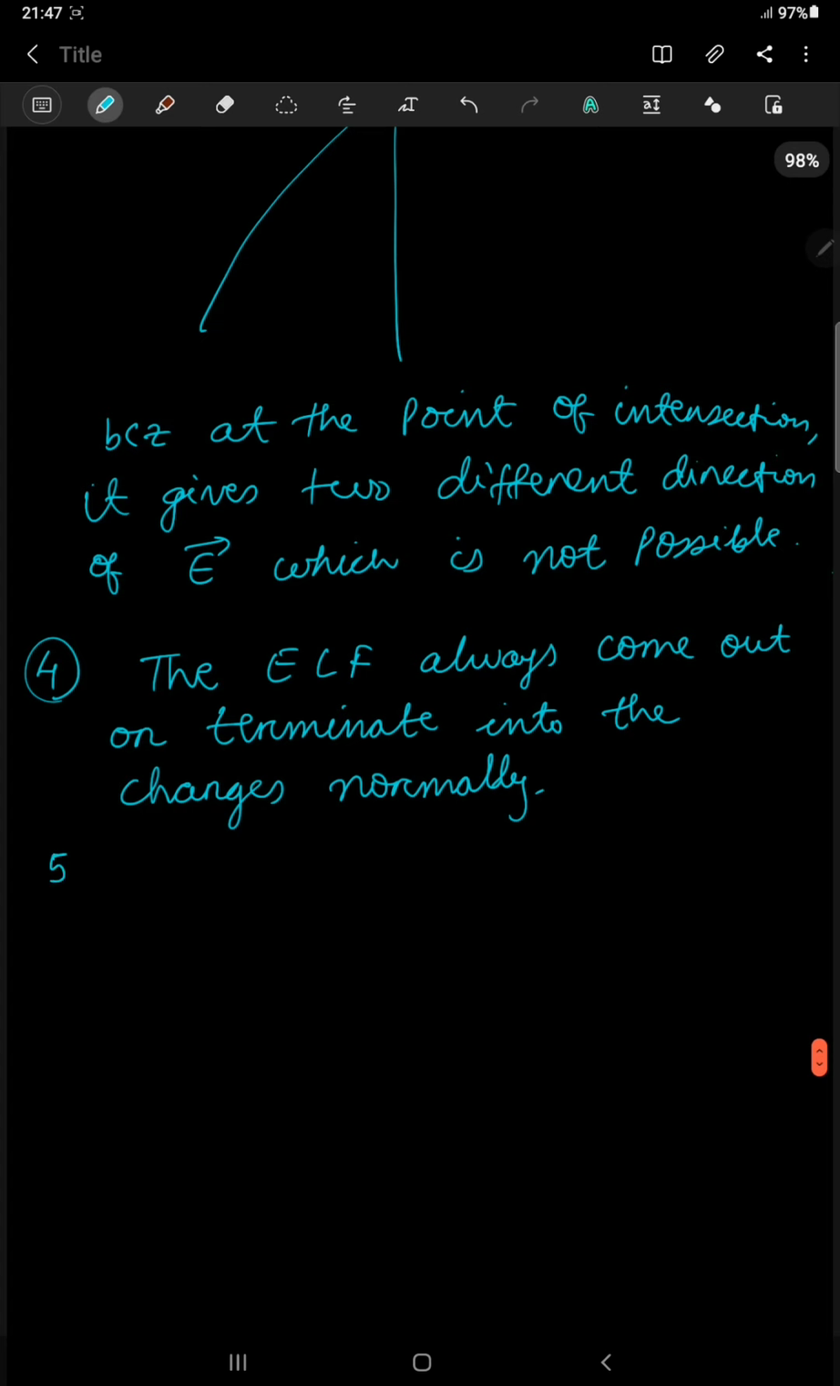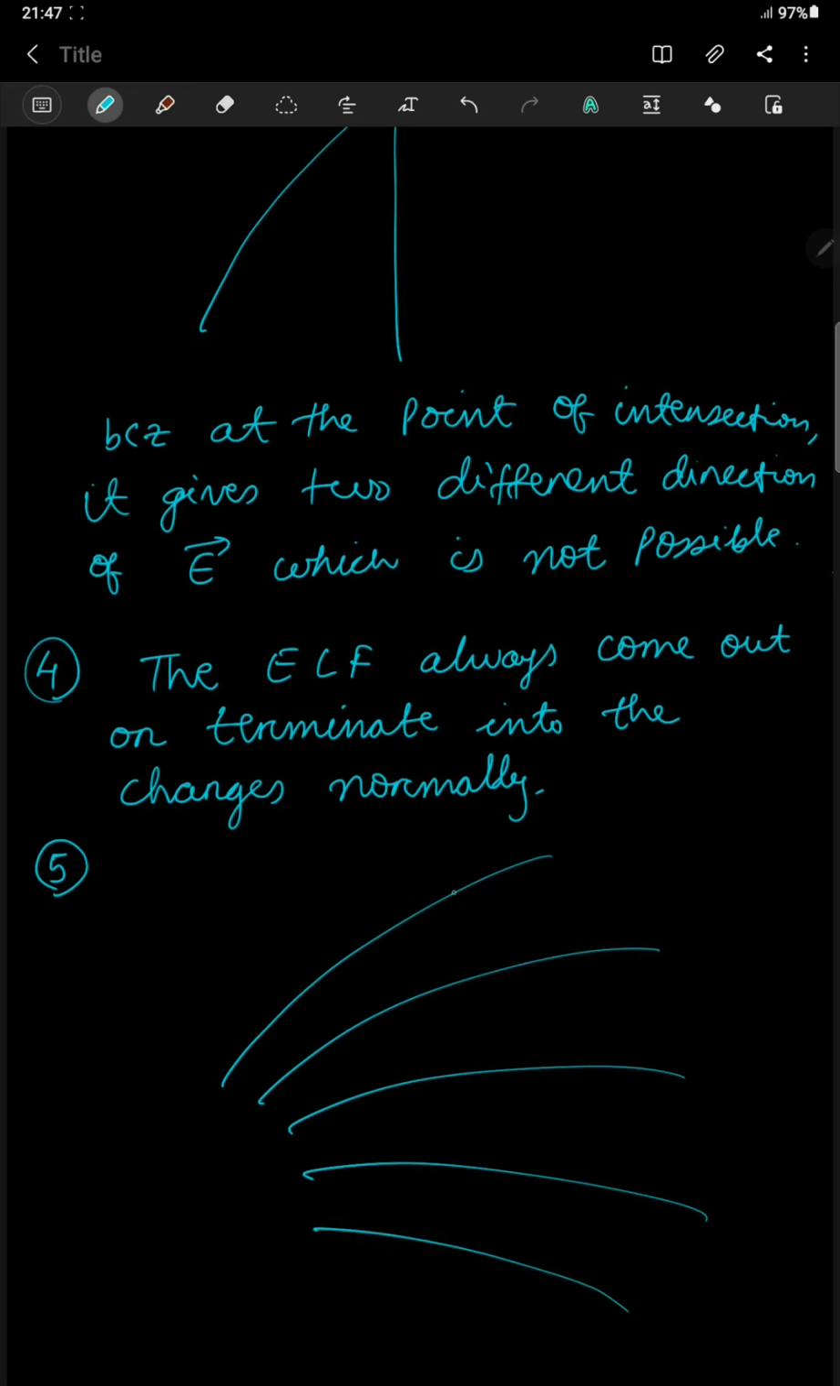Coming to the fifth one, what does the fifth one say? Suppose I have electric field lines in this manner. Okay, these are the electric field lines. Now what I do, I choose a point A in this region, and I choose another point B in this region.